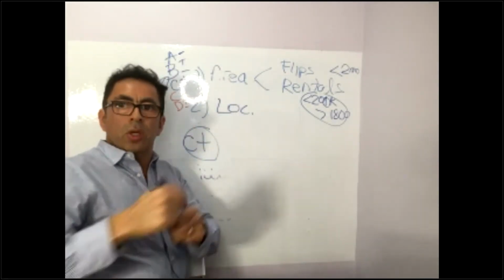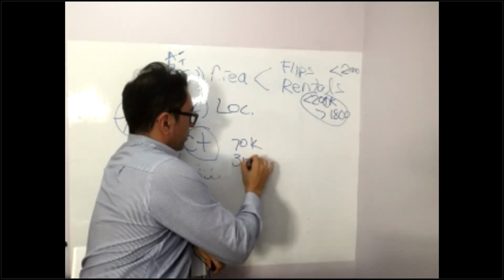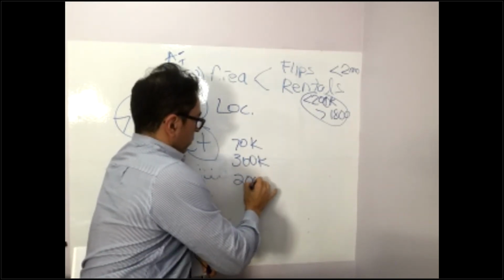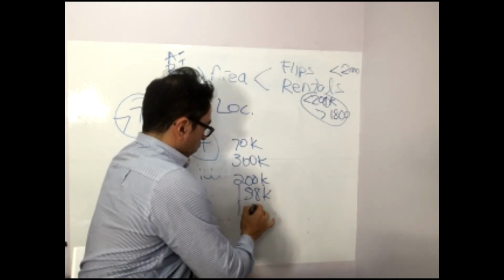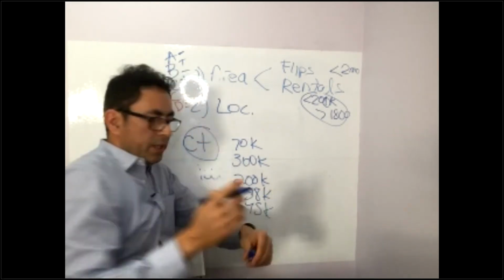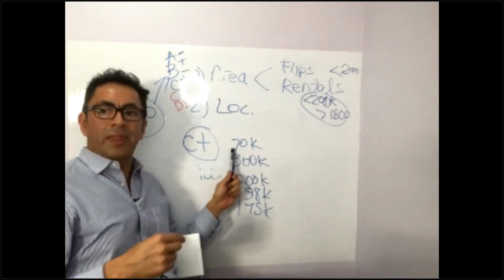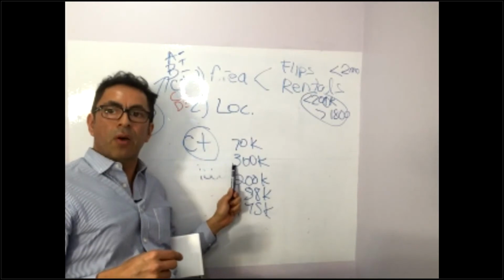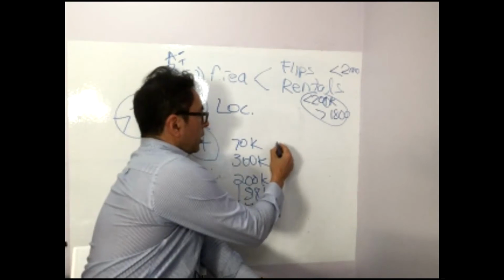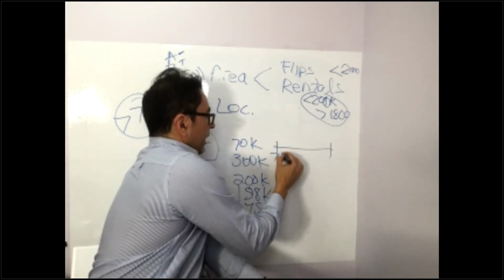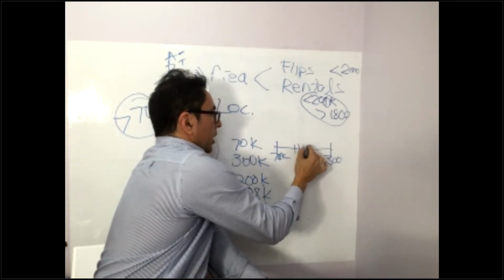Okay, so let me give an example. 70K, 300K, 200, 198, 175. So let's assume in a neighborhood you have 5 properties. One is 70,000, the other one is 300,000, and most of them are in the ballpark of 200,000. So here you have a 70K, you have a 300, and most of the properties are in the middle.